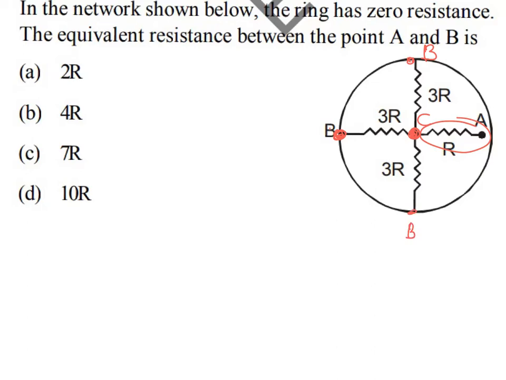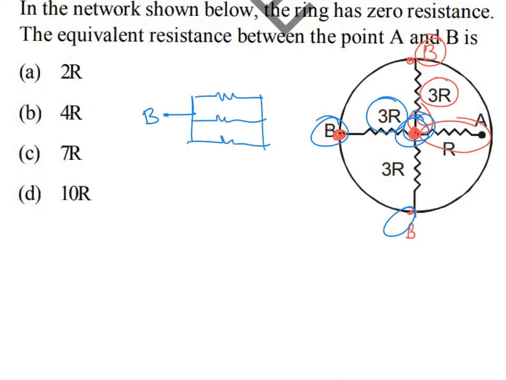Now look here, between B and C there is a 3R resistor. Again B and C, again one more resistor, and again B and C. So between B and C, there are three different resistors. So they must be connected in parallel now. B and C: this is 3R, this is 3R, and this is also 3R.